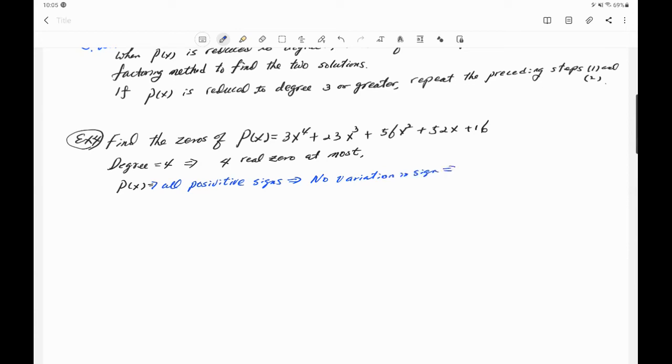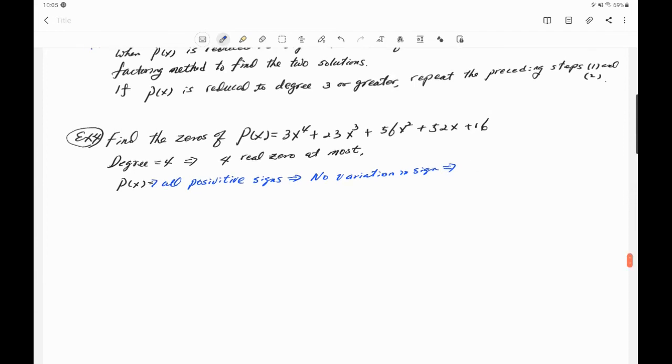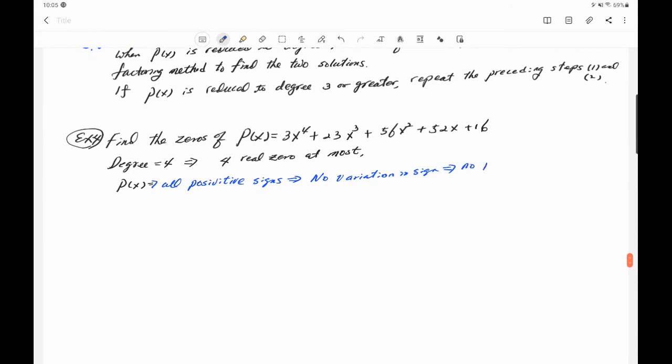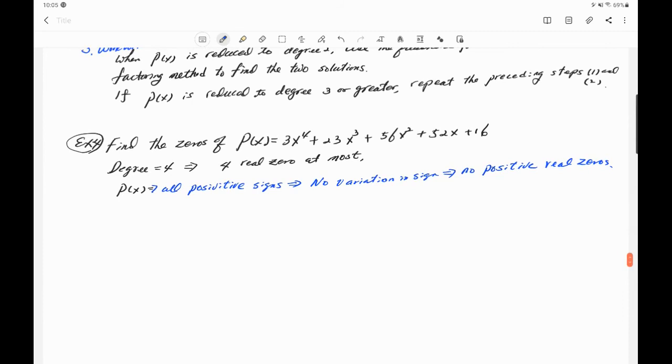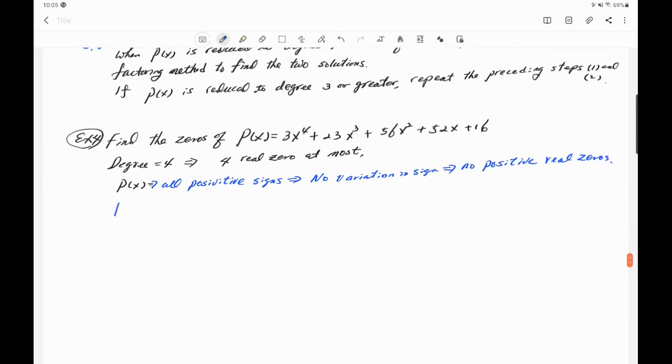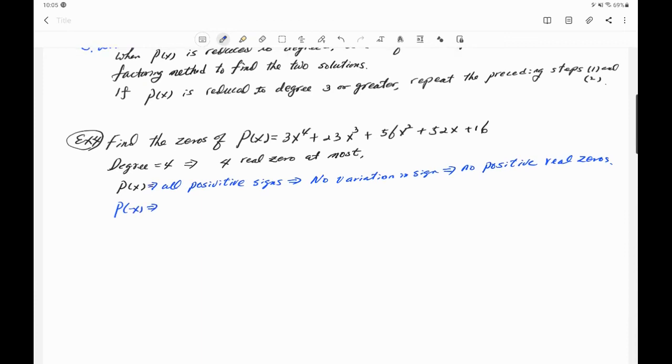That means there are no positive real zeros. So there are no positive zeros. How about P of negative x? Let's try P of negative x, and let's find out how many variations in sign there are.